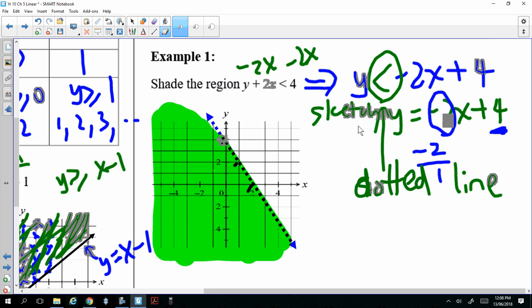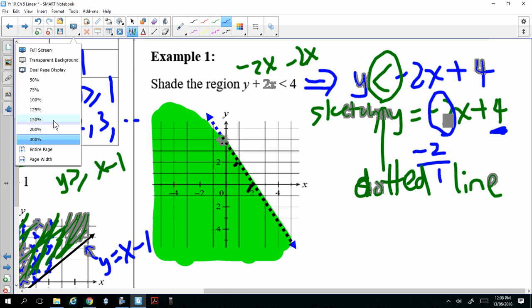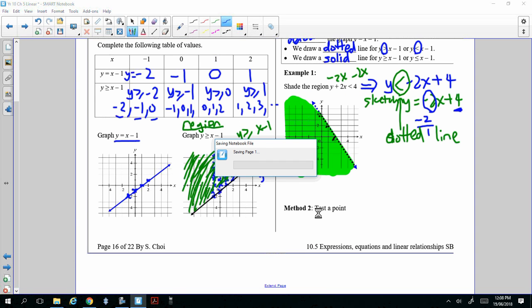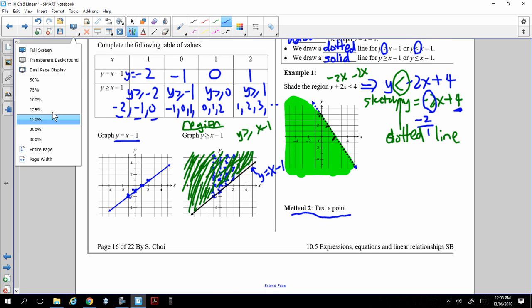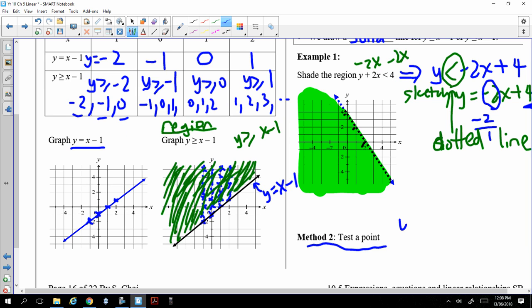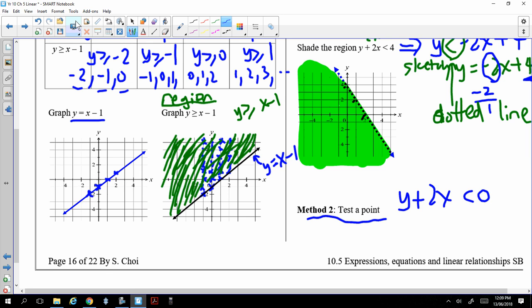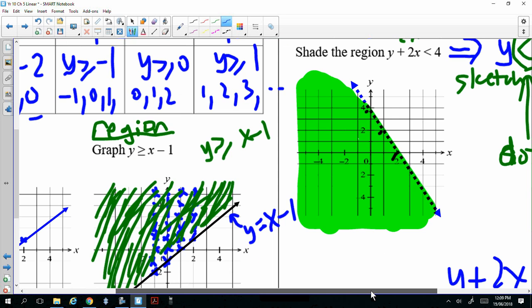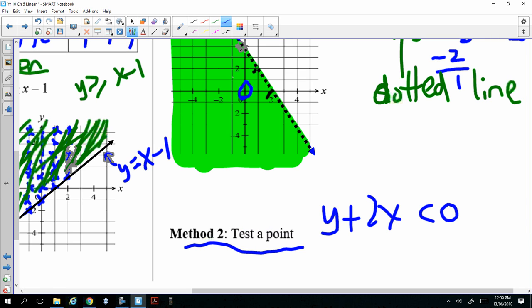All right, after we do this, before we do the next example, if you don't like the above or bigger than method, there's another method I will show you. Method 2, test a point. How does test a point work? So what you do is, with this inequality, y plus 2x less than 4, you can test a point. So let's say you're going to test the origin. Test origin. And if you go 0 plus 0, that's less than 4, right? Does that make that true? It's true, right?